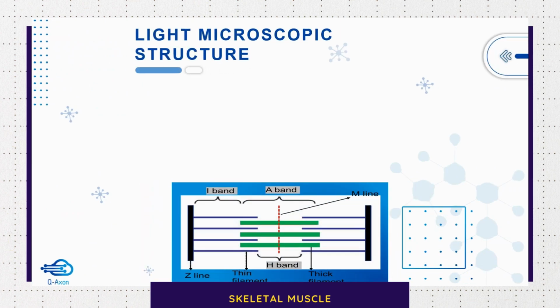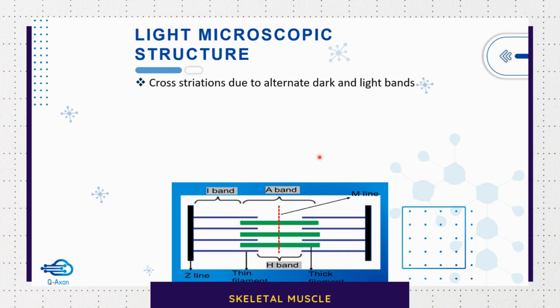Now let's come back to the sarcomere, which is the functional unit of the skeletal muscle. So under the light microscope, if you view the skeletal muscle fibers, you'll see that the myofibrils are made up of repeating units called sarcomeres. And these sarcomeres give the appearance of alternate dark and light bands, and that is why the muscle fibers look striated under the microscope. Now you can see the sarcomere here.